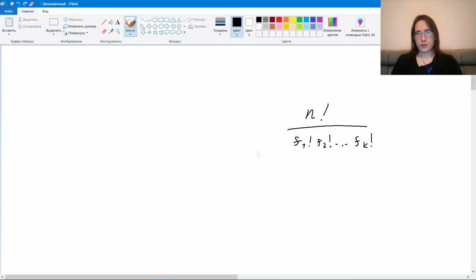So now we know that if we have n values, we can get this many different images by placing them in different order, where n is the number of values and f's are frequencies of different values. So now let's remember our problem. In our problem, we have 2n numbers. Some of them are prime, some of them are not prime.